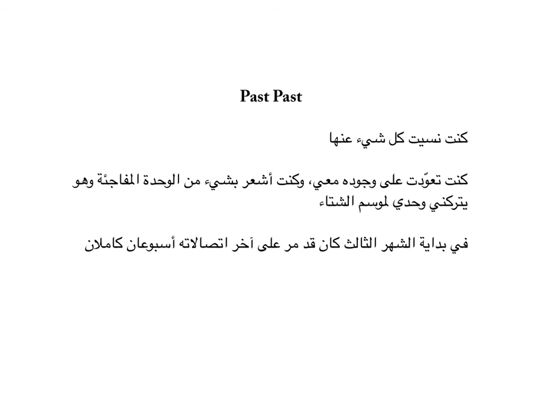On this page we see 3 examples of the past. First of all, كنت نسيت كل شيء عنها. So of course he could have said نسيت كل شيء عنها, I forgot everything about her, but he says كنت نسيت, I had forgotten everything about her at this time in the past that we're talking about.